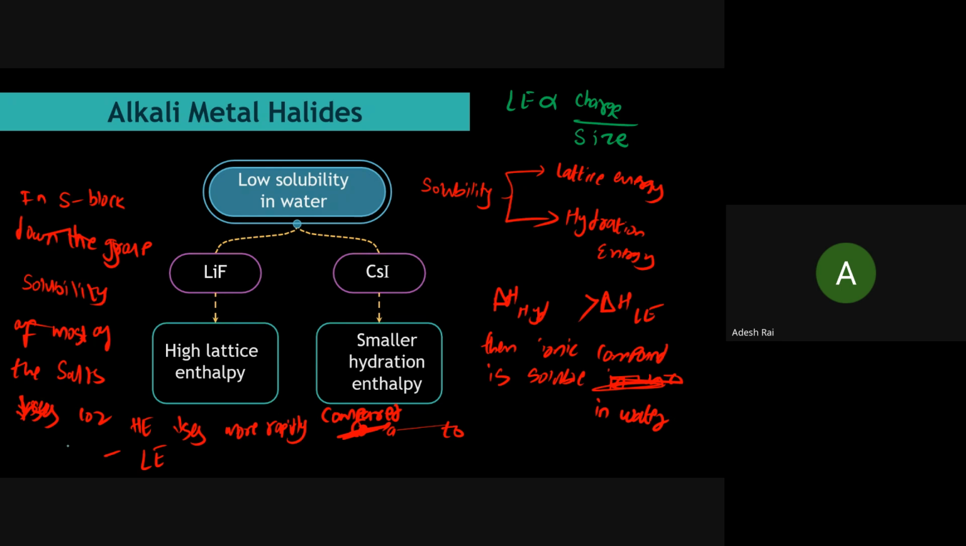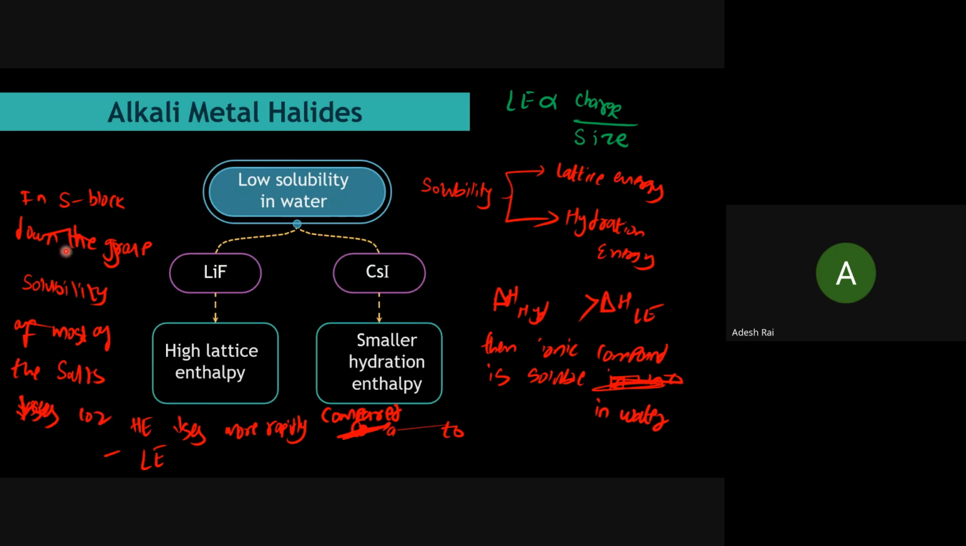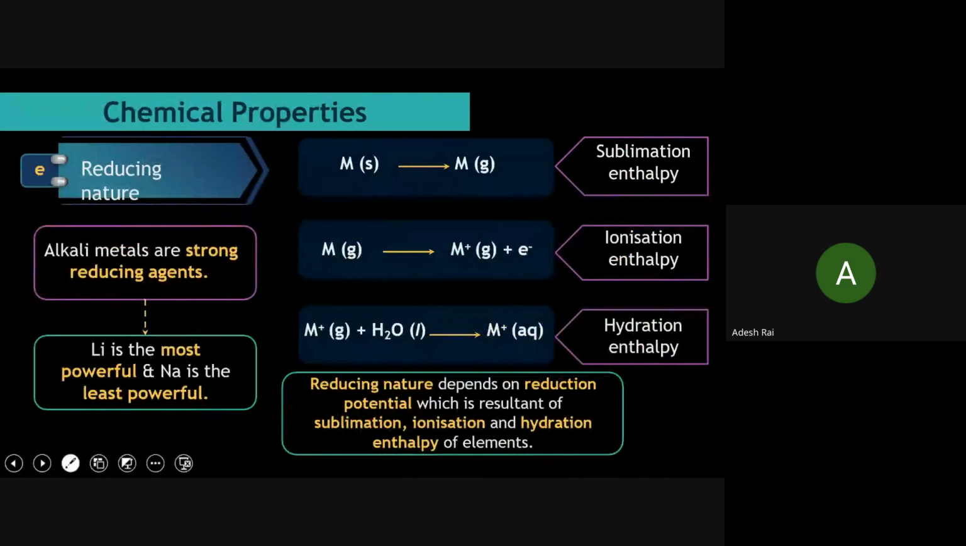What point have I written over here? Just read it along with me. In the s-block, down the group, the solubility of most of the salts will decrease because hydration energy decreases more rapidly compared to lattice energy. Is that clear? Down the group, what happens? Hydration energy decreases more rapidly compared to lattice energy.